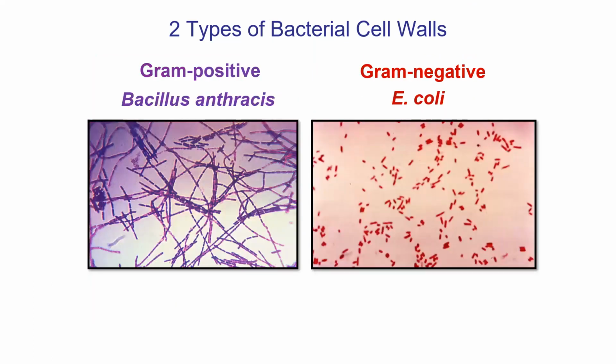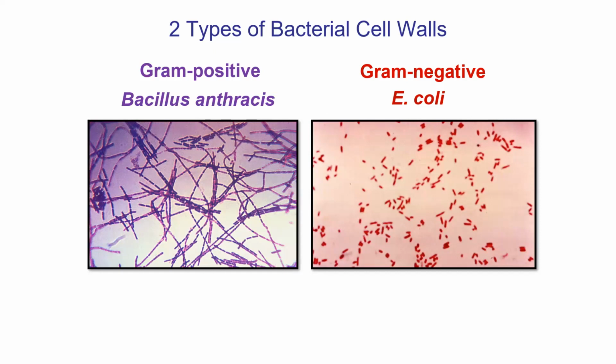So here are some pictures. You can see they're very different in terms of colors. The gram-positive stains purple. We actually talked about anthrax already. That's Bacillus anthracis on the left. And the gram-negatives turn out to be a pink or reddish color. You can see E. coli on the right, staining the pinkish reddish color.